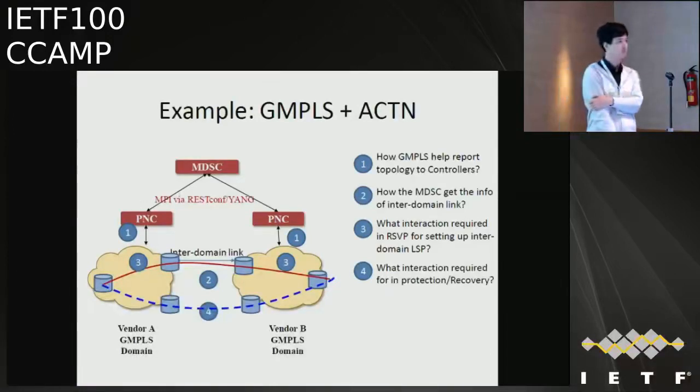I think I can answer question number one easily. The PNC, of course, of each domain could listen to OSPF-TE, and then it gets the topology. I think it is not difficult to have one answer, but it is really hard for different people to have the same understanding on how to solve each of such problems. So it may be good to give a better description of how this work is done.